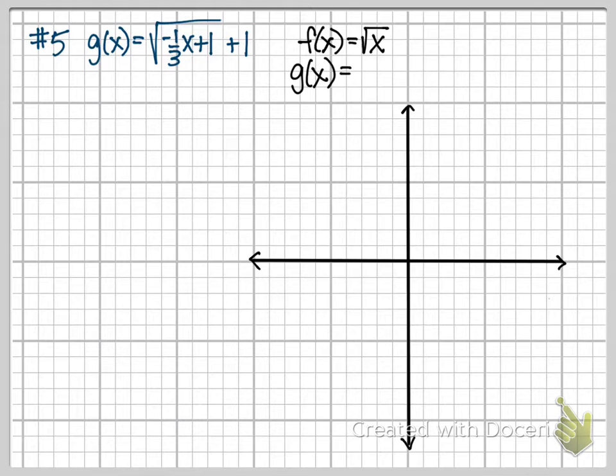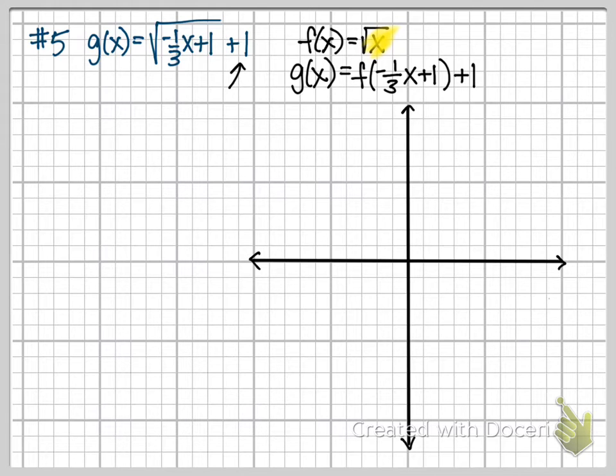And that will also play into writing g of x in terms of f of x. So pretty much f of x is my parent function. I have to look at what's inside here, so only x and what it got replaced with. So g of x is, instead of just f of x, I replaced x with negative 1/3 x plus 1. That all went under my square root. And then outside the radical here, we had that plus 1. So that would be writing g of x in terms of f of x.